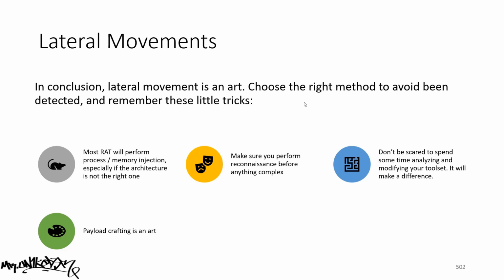So make sure that you're using the proper architecture and don't let the framework handle this under the hood, because it's going to end up probably spawning something that you don't want to be spawned. Make sure you perform reconnaissance before doing anything complex. Make sure you understand the exploit and what it's going to actually spawn or create or leave as an IOC.